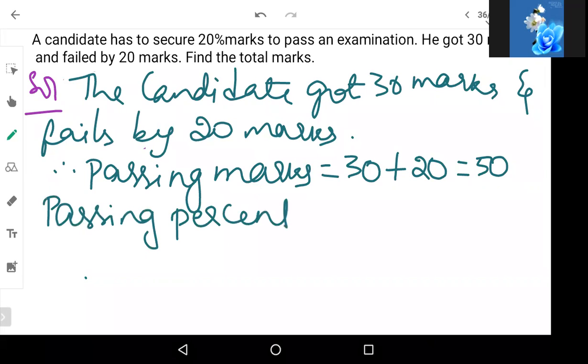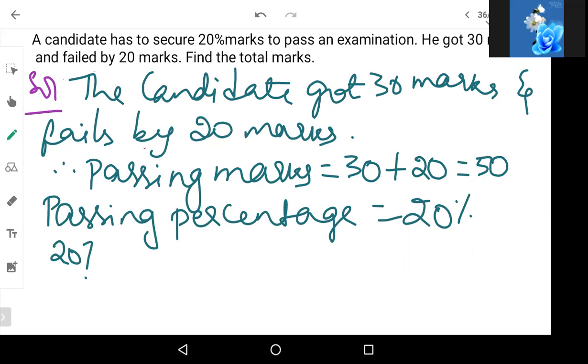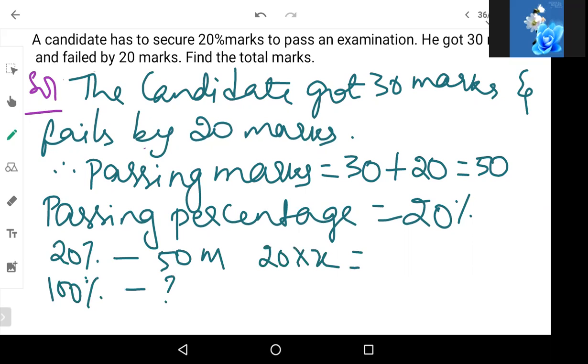Passing percentage is 20%, correct? So if 20% is 50 marks, how much will it be for 100%? Now do the cross multiplication. 20 into x is equal to 50 into 100.